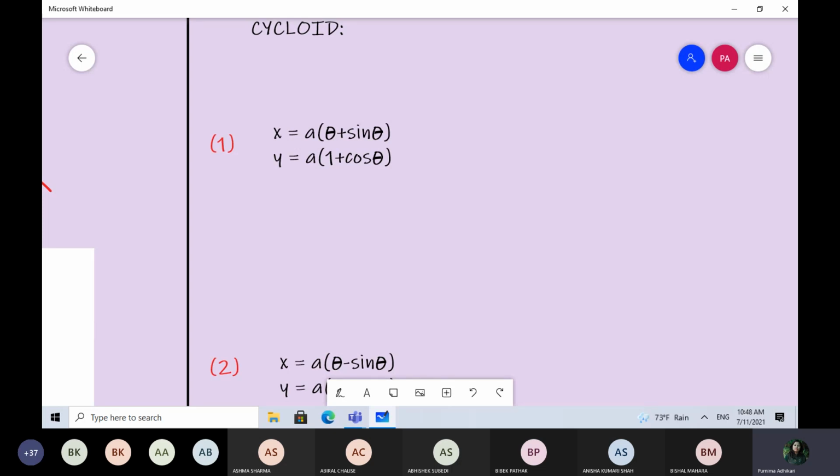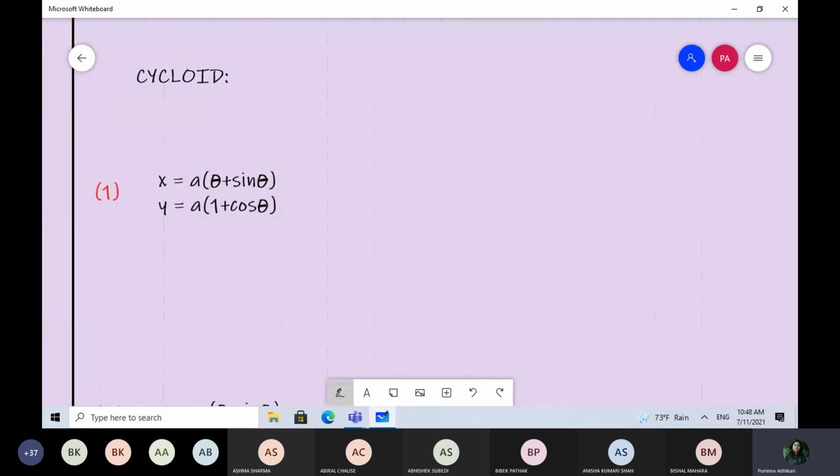So cycloid: you can see the equation is x equals a(theta + sine theta), y equals a(1 + cos theta). Because we are facing sine theta and cos theta here also, your values are smoothly increasing and decreasing for x and y. So the curve in this equation also turns out to be a smooth curve. But let's see how to plot polar curves, parametric curves, parametric points.